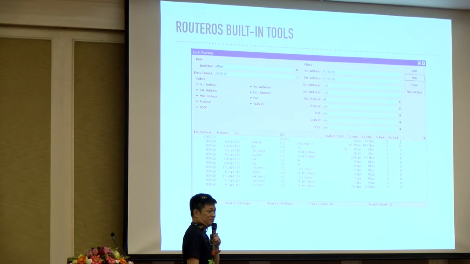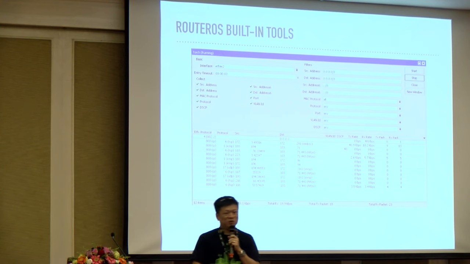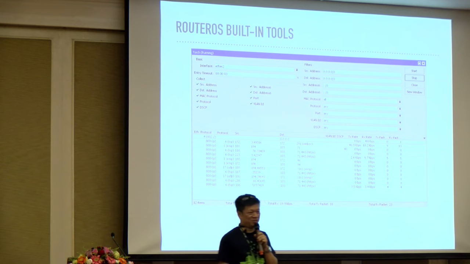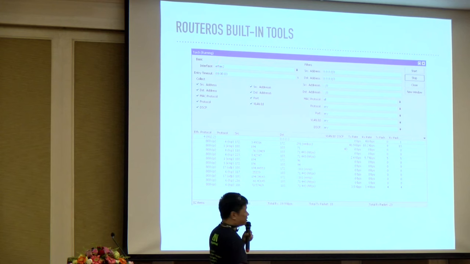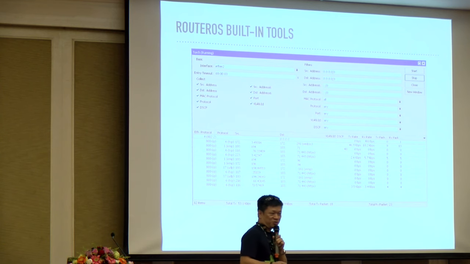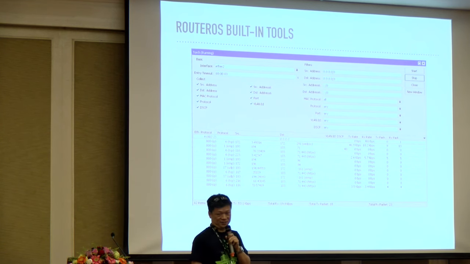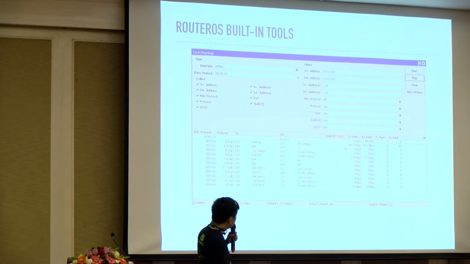Torch. This is also one of your best friends if you are troubleshooting the network using the MikroTik router. It gives you the details. You can do it based on the interface. If you see some of your WANs, if you have multiple WANs, with very high traffic, this will be your best friend. Open it up. Take a look at all the information, and you will see who is using what. What is the protocol? What is the VLAN?